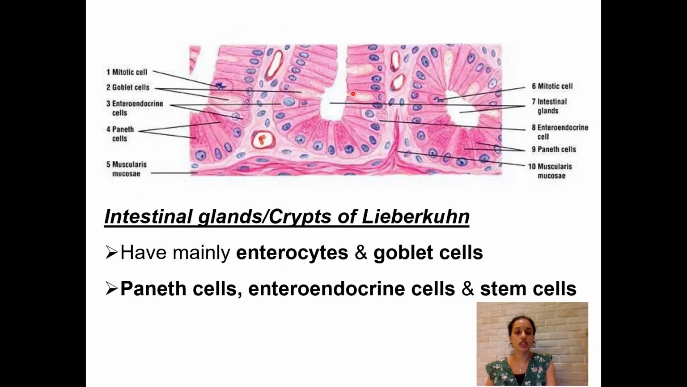In between the villi, you'll be seeing the intestinal glands, also called crypts of Lieberkühn. They have enterocytes and goblet cells. Along with that, they have Paneth cells, enteroendocrine cells, and also stem cells, which replace the other cells. As I mentioned, these Paneth cells at the apex have secretory granules, which are more eosinophilic in nature. These are goblet cells where the apex is pale in color since the mucus is dissolved.